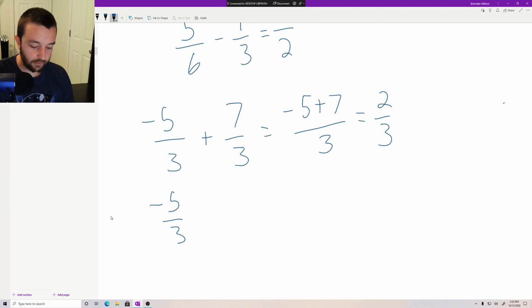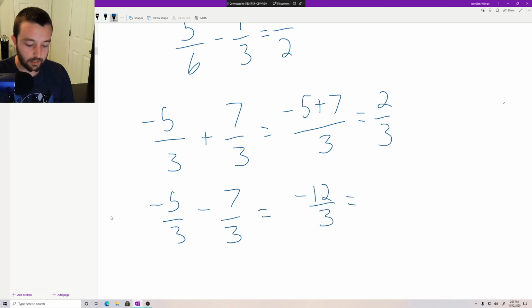What about negative 5/3 minus 7/3? So now on a number line, you would start at negative 5 and then you'd go to the left 7. Okay, so we're going to end up at negative 12/3. Now, negative 12/3, we can actually do the division, negative 12 divided by 3, and get negative 4. Okay. So we're using that chapter 3 stuff here.